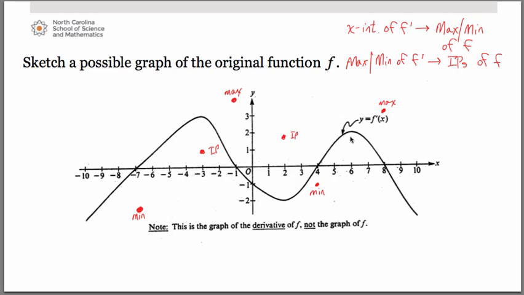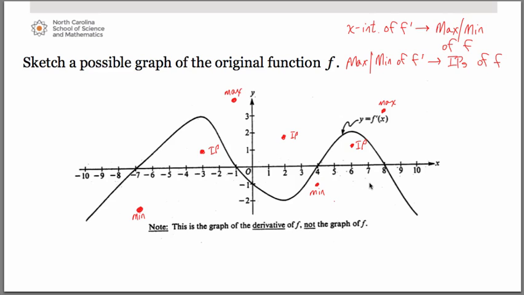And we have one last one over at 6, which is going to be another inflection point on our original curve. And that needs to be located between the minimum at x equals 4 and the maximum at x equals 8. What you have now are some guidelines to use as you go to do your graph.